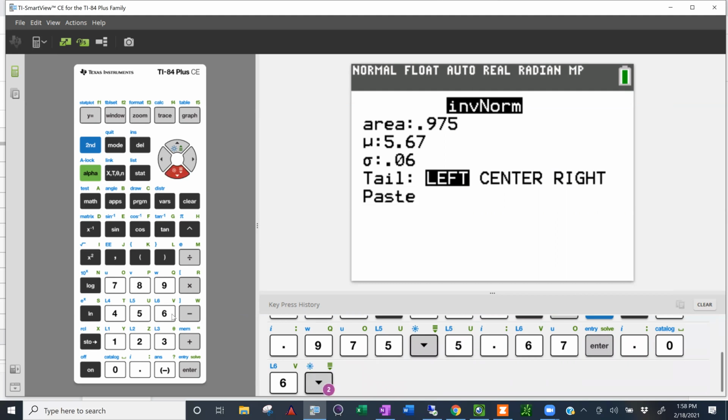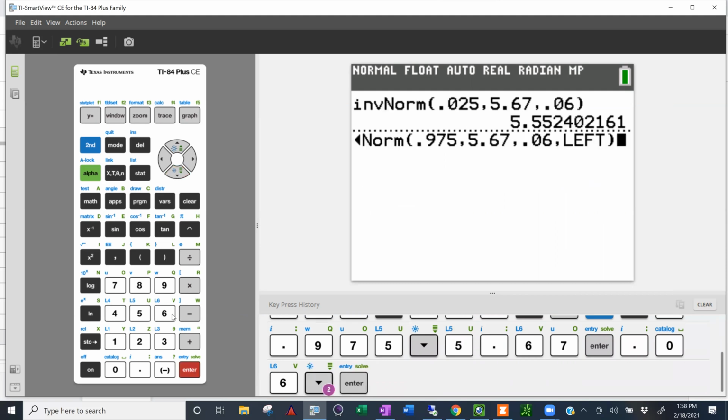So I'll go all the way down to the bottom and paste. This time it put in the left for me, and that's great. If you do get this menu-driven option, when you go to that menu, then good on you.